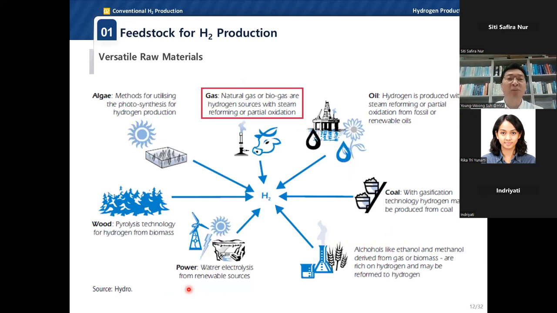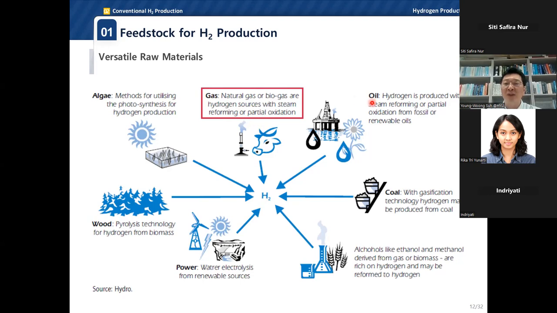And then right now I'm moving to the second part, conventional hydrogen production. Okay, firstly I have to mention gas as a feedstock for hydrogen production. Gas is the conventional resource for hydrogen production. So natural gas or biogas are hydrogen sources with steam reforming or partial oxidation.